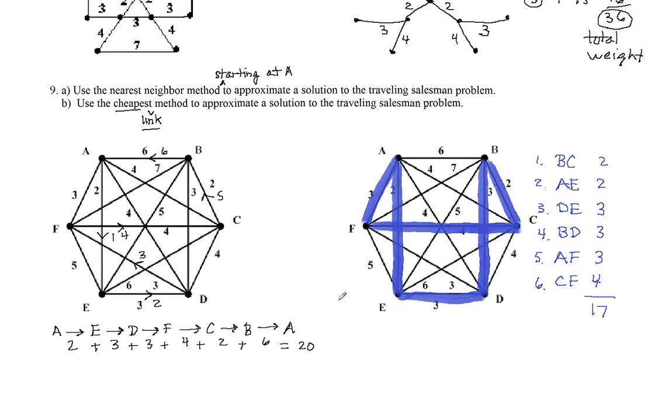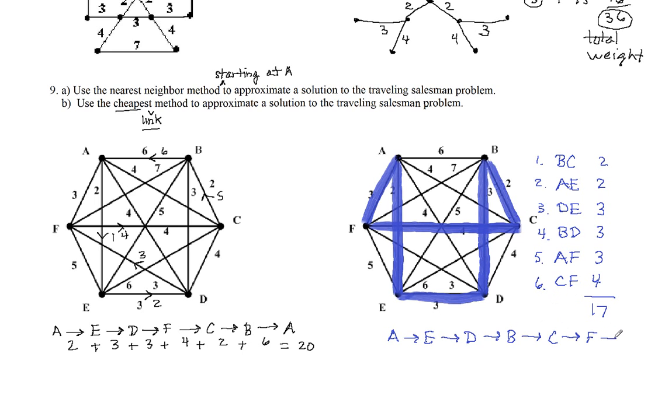And then actually with cheapest link, there's one last thing you want to do. You want to list the order of the vertices. Okay, so we've got the cycle here, but now we want to actually go out and list that. So from A, we could go A to E, E to D, D up to B, and then B down to C, and then C over to F, and then F back to A.